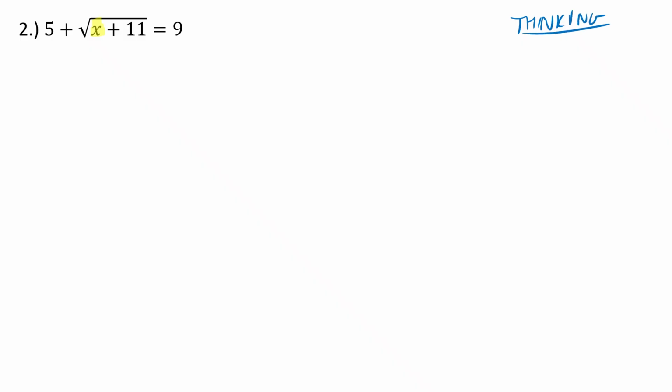Having trouble writing. Okay, so what is happening to the x? Well, the first thing that's happening is we're adding 11. And so we start off by adding 11. Then we are taking the square root of that whole thing. So the next thing that happens is the square root. And then after we take the square root, now we're going to add 5.